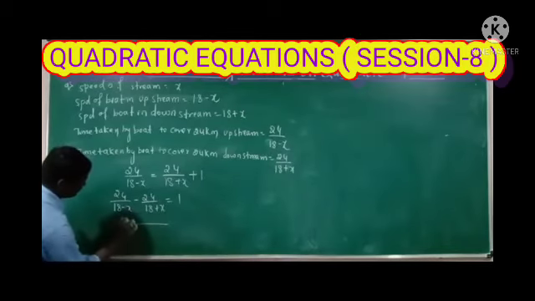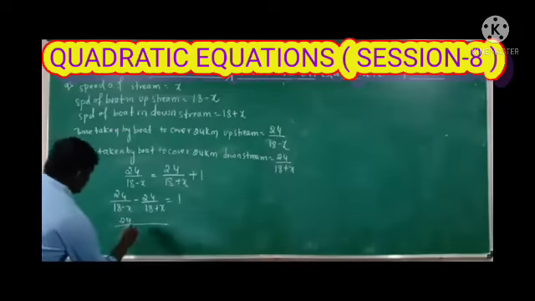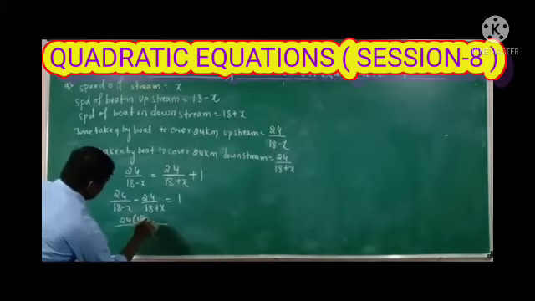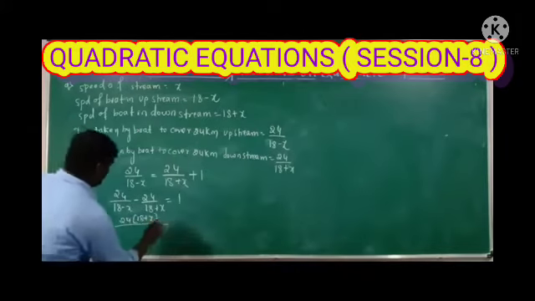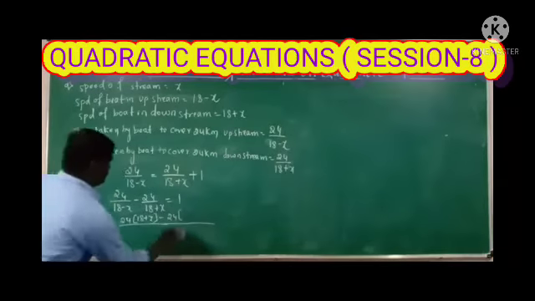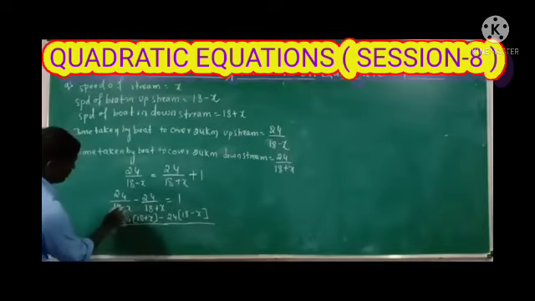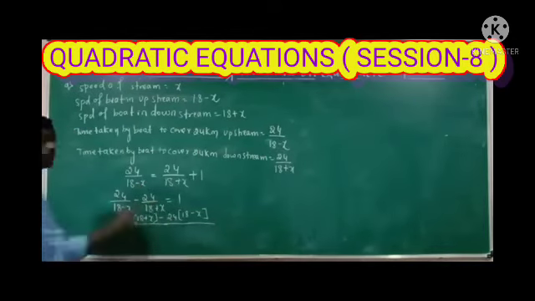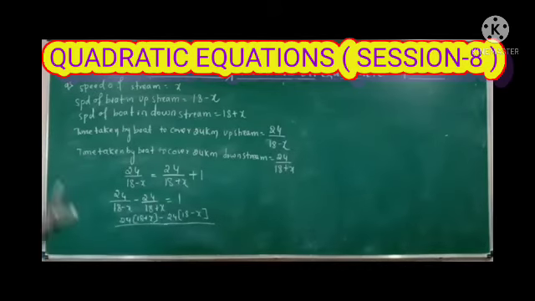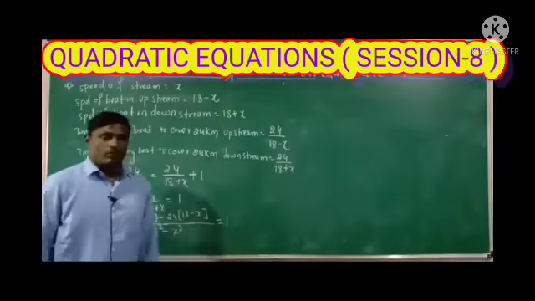24. LCM, what is that LCM here? 18 plus x into 18 minus x. Here 18 minus x and 18 plus x are in the form of (a minus b) into (a plus b), so I can write this as 18 square minus x square, which is equal to 1.